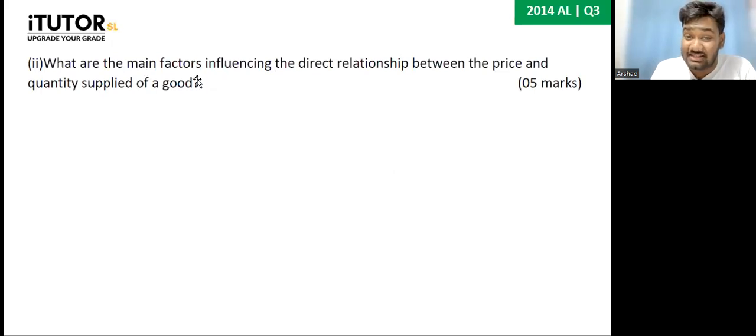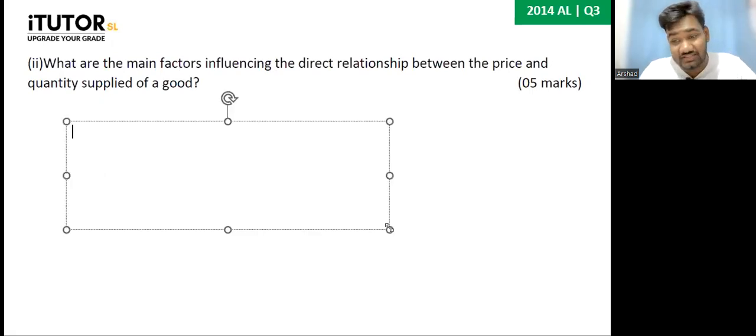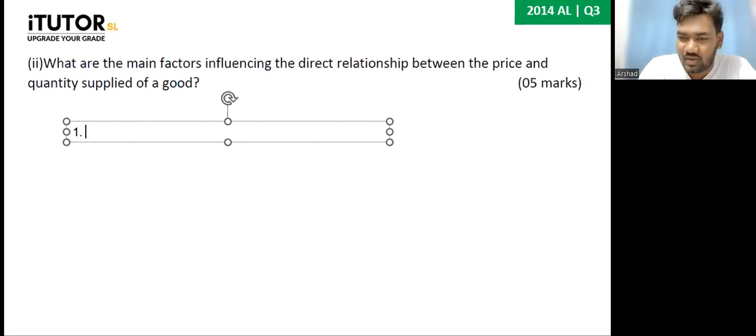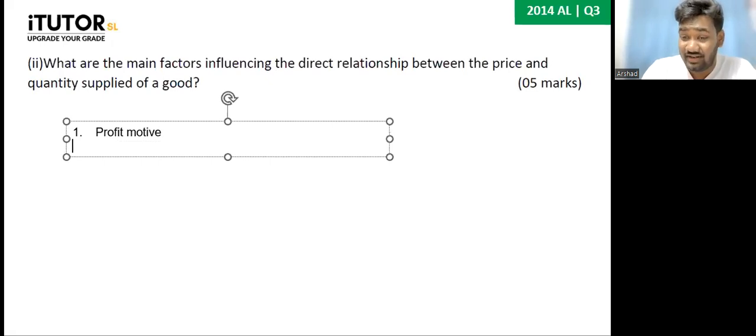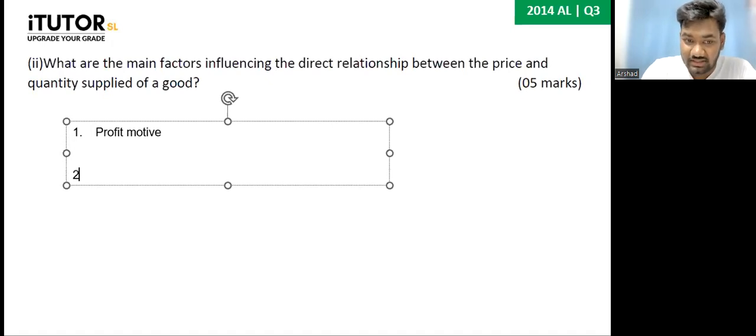What are the main factors influencing the direct relationship between the price and quantity supplied? What are the factors? What are the 2 reasons for the law of supply? What is one? Okay, so the first one you can say is the profit motive, or you can say the profitability of the product. What happens here, guys? What happens in the profit motive? No, income effect, substitution effect is for demand, not quantity supplied. So the second one is the law of increasing marginal opportunity cost.